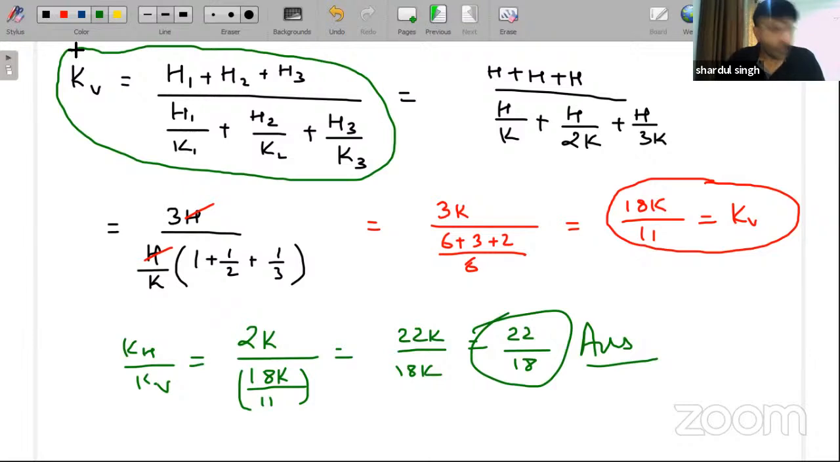So these were the 5 questions which were basically related to the chapter of phase relationship, and the last question was from permeability. In the next quiz, we'll be dealing with the chapters of consolidation, shear strength, and earth pressure theory.